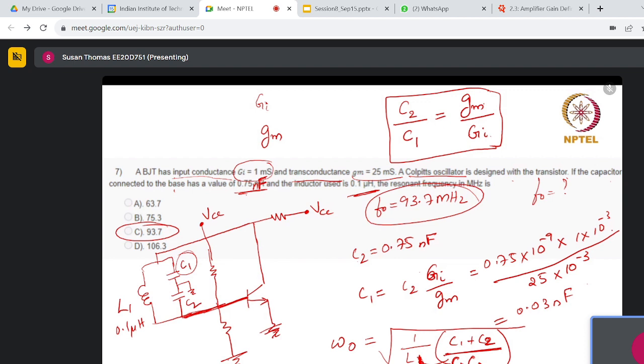So make sure that you substitute in the correct units. If it's nanofarad for C1, make sure that C2, both of them are in nanofarad, and ensure the right calculation for the omega naught. Take into account those units. So hopefully you will be able to get this close to 90 megahertz. Any doubts?